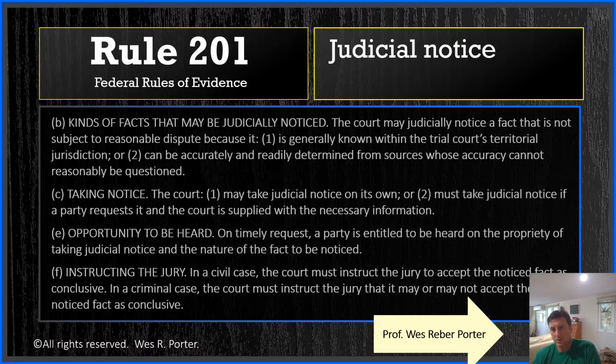The court can do it on its own. One party can move. If one party moves, the other party obviously has an opportunity to be heard to say, don't take judicial notice of this. And it often relates to the jury instruction at the end of trial. If the court takes judicial notice of something in a civil case, it's conclusively proved. And in a criminal case, the court may or may not accept the proof. Most important part about judicial notice is 201(b). Let's talk about that.